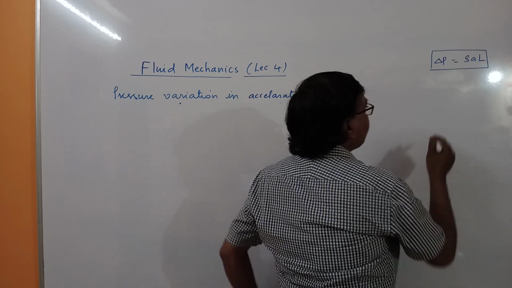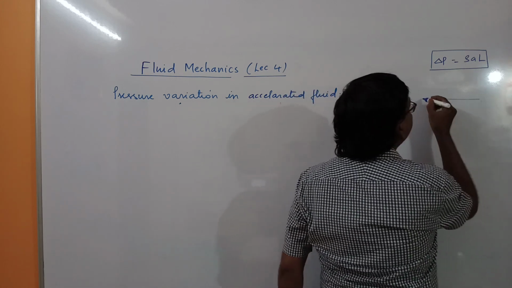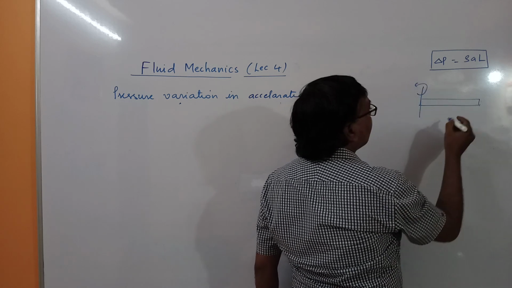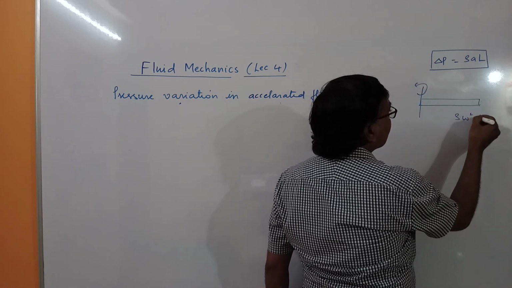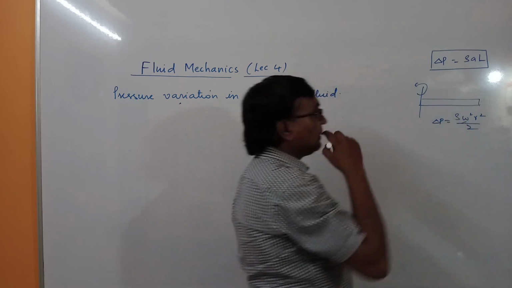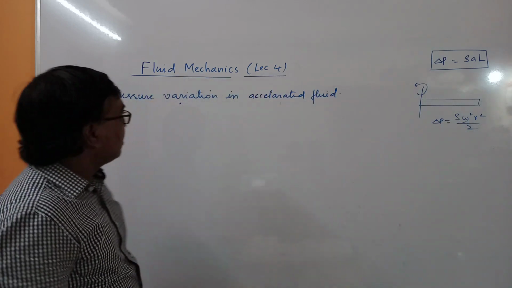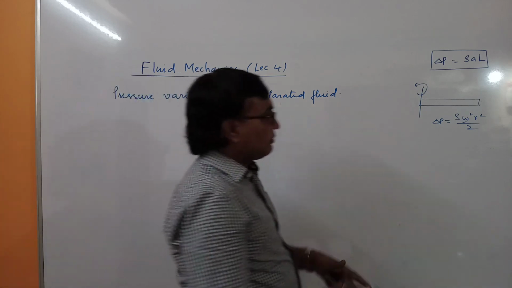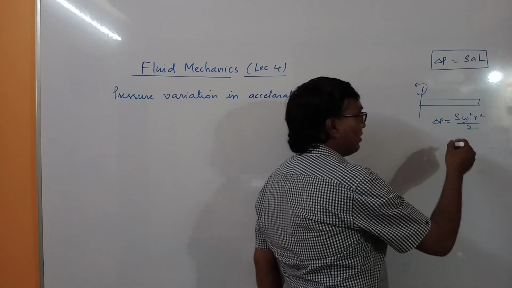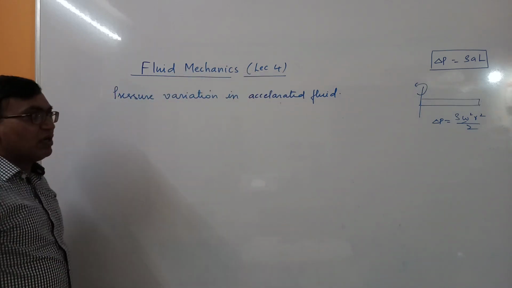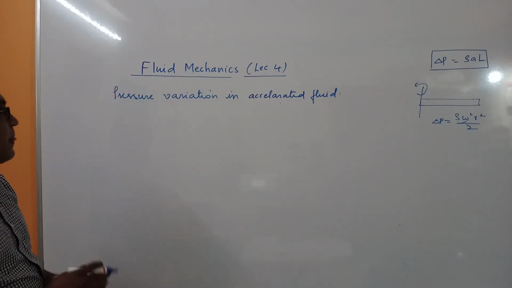So the pressure variation along the radial line is rho omega square r square by 2, so delta P. This was the equation which we derived earlier, and also for the free surface of a liquid rotating in a container, we got the same equation, that is the difference in pressure.